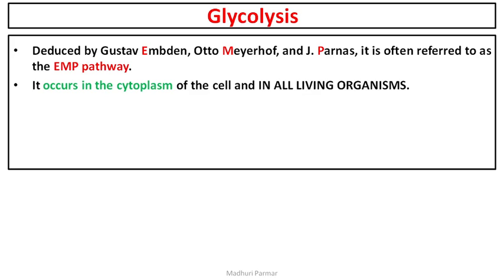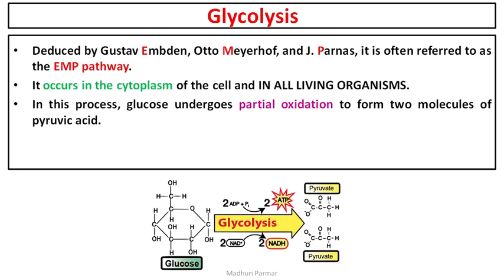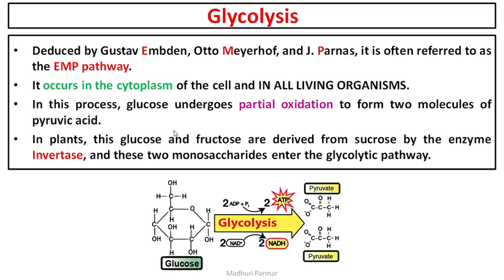Clear? In this process, the glucose undergoes partial oxidation. Remember this term. If the glucose undergoes complete oxidation, you get carbon dioxide as the product. However, if the glucose undergoes partial oxidation, you get two molecules of pyruvic acid as product. So this is the whole process. You have a molecule of glucose, it will undergo glycolysis, and it will give you two pyruvic acid or pyruvate molecules as product. In plants, this glucose and fructose are derived from sucrose.